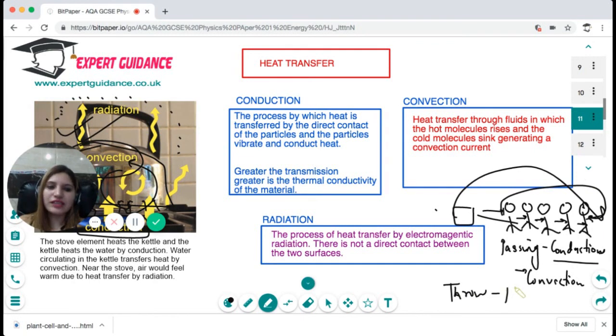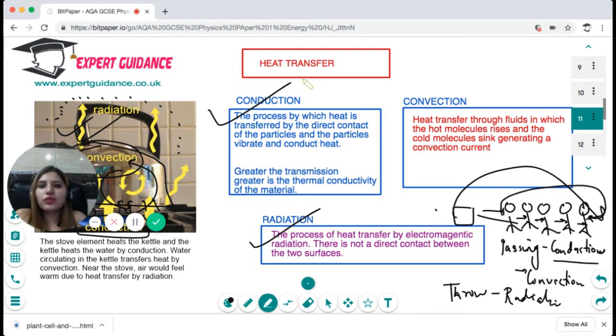So radiation is when the process of heat transfer takes place by electromagnetic radiation. There is not any direct contact between the two surfaces. In conduction, the heat is transferred by the direct contact of the particles, and the particles vibrate and conduct heat. Greater the transmission, greater is the thermal conductivity of the material. And in convection, there is heat transfer through the fluids in which the hot molecules rise and the cool molecules sink, generating a convection current.